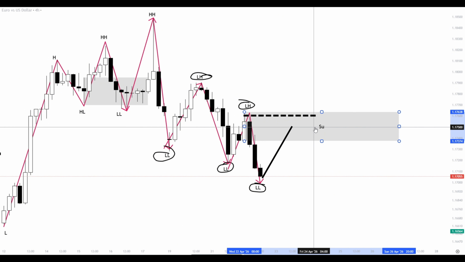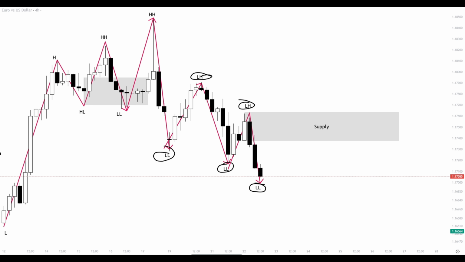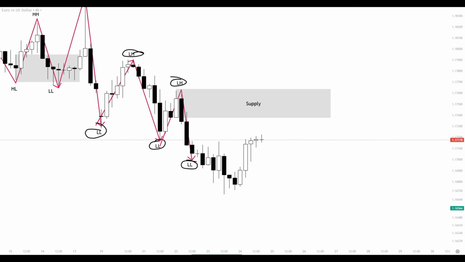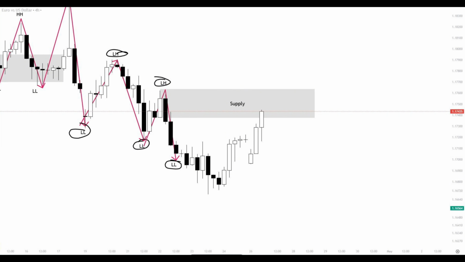After we identified the level, we just place alerts or have patience for the market to maybe pull back into the supply. Here, for example, since we're on the 4-hour chart, it took a while, but eventually it did hit on the supply. Now we have two options.